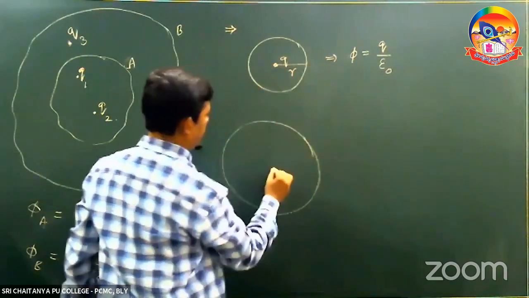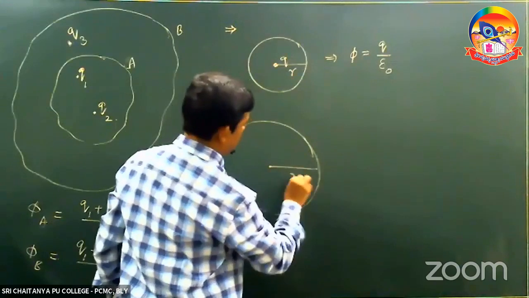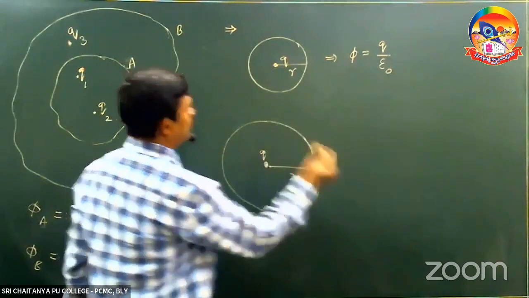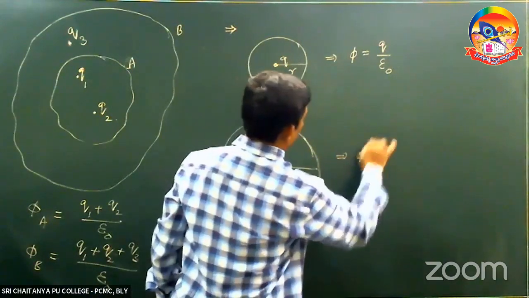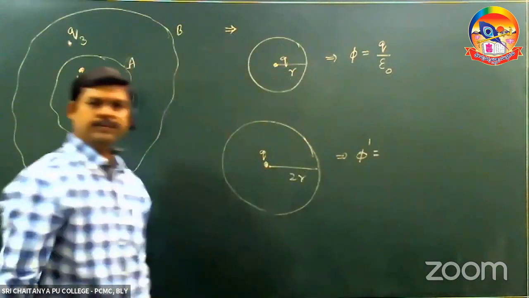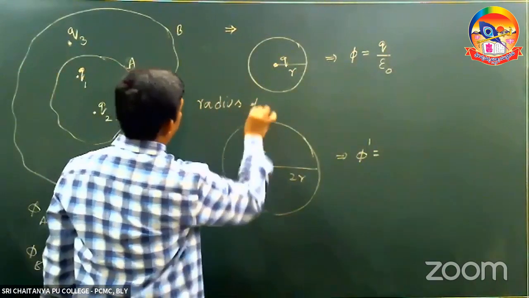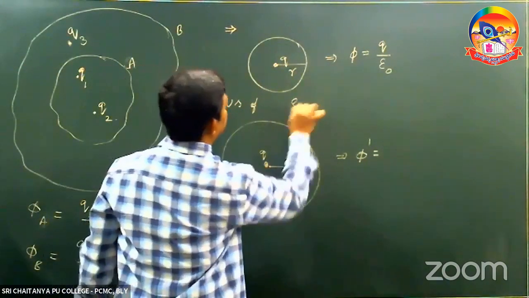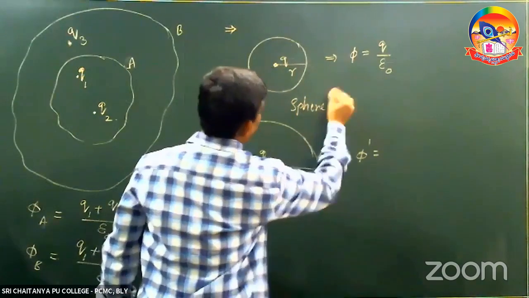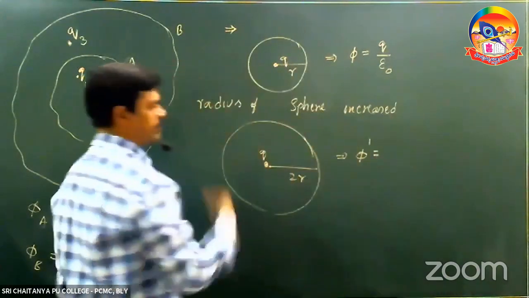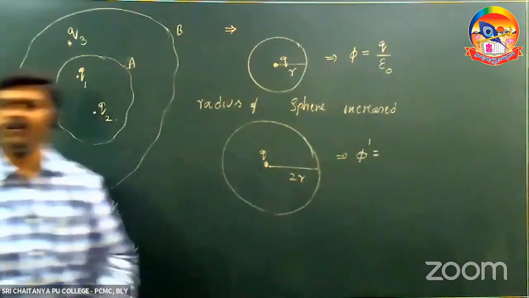Initially R, now 2R. Charge is there only Q. In this case, what is the flux? What happened? The radius of the sphere is increased. What is the flux?